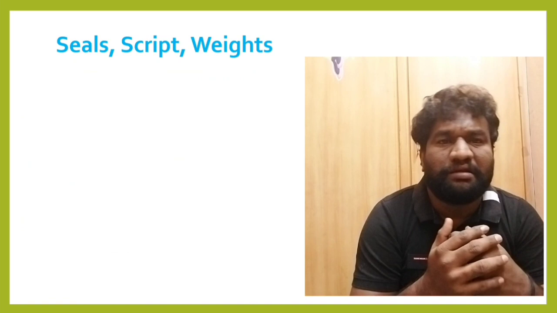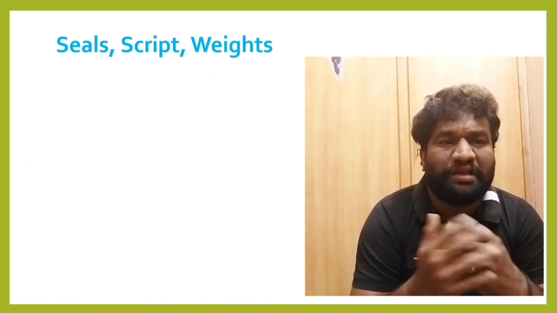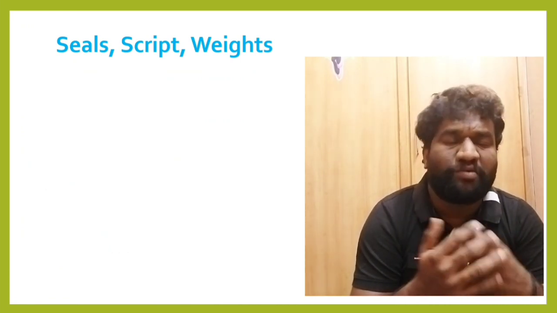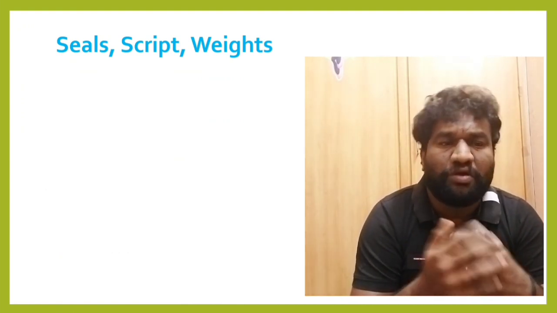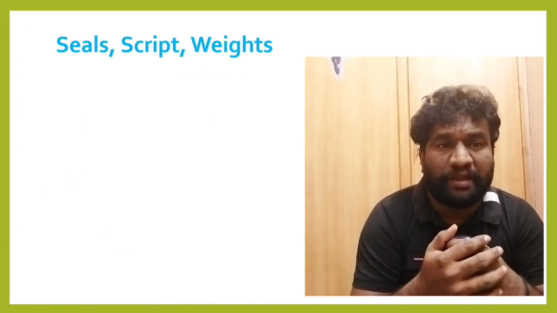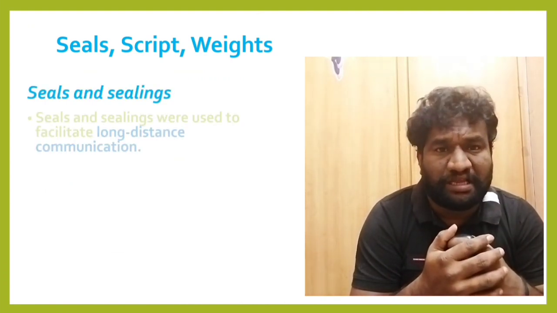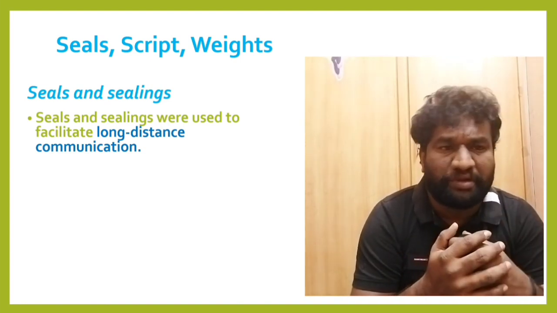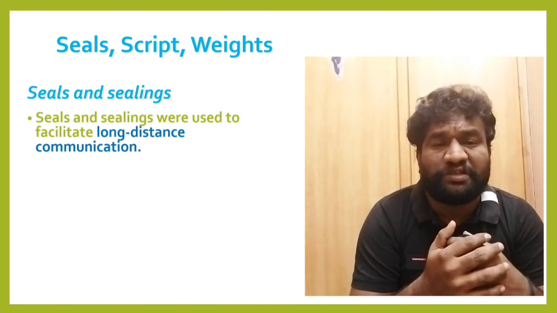Next, seals, scripts and weights played a very important and unique role in Harappa civilization. What is the use of the seals, what is the use of the script, and what is the use of weights? We will discuss how these three played an important role in Harappa. First, seals and sealings. Seals and sealings were used to facilitate long distance communication. They were mostly used for communication purposes, and sometimes for trading purposes.